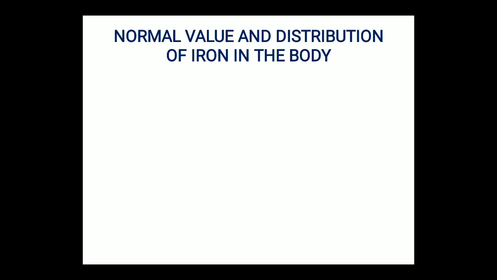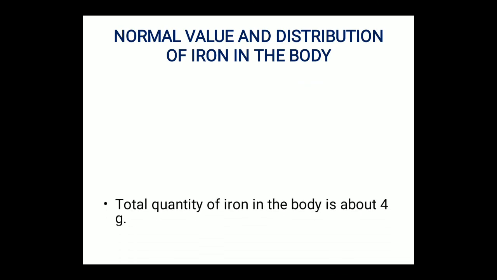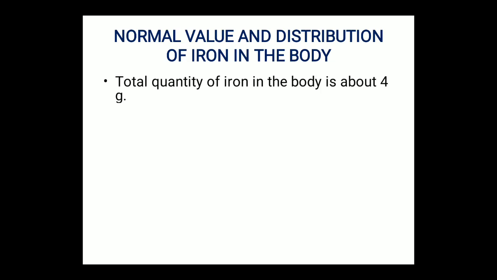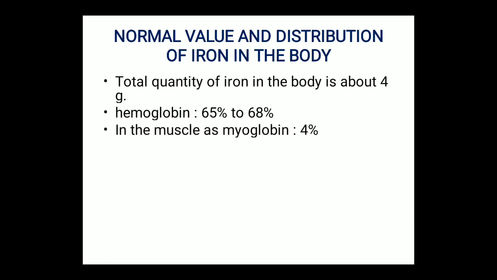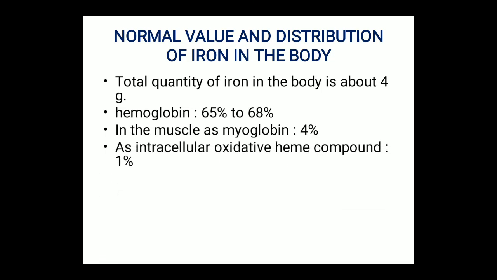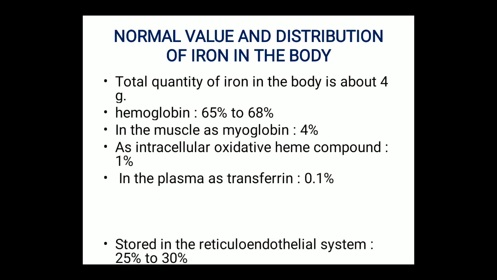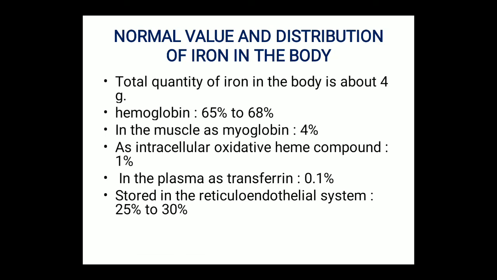Normal value and distribution of iron in the body. The total quantity of iron in the body is about 4 gram. Hemoglobin 65 to 68%. In the muscles as myoglobin 4%. As intracellular oxidative heme compounds 1%. In the plasma as transferrin 0.1%. Stored in the reticuloendothelial system 25 to 30%.